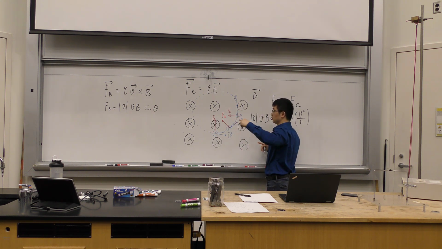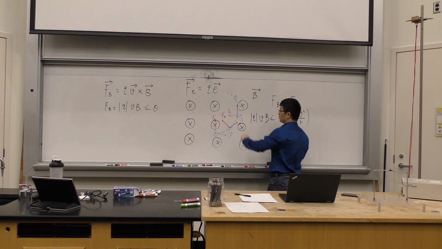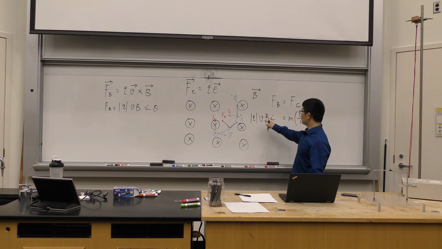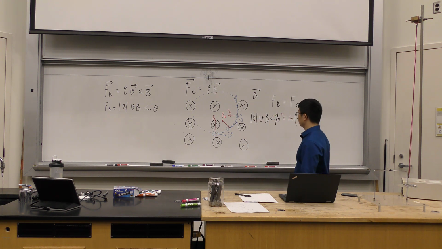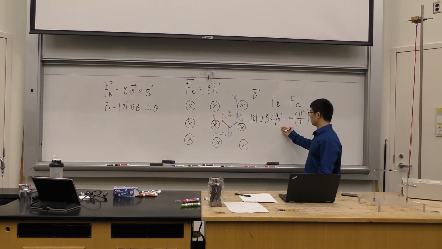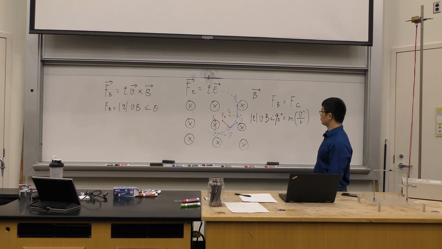B is into the page, so it's always perpendicular to V. So the angle between V and B in this special case is always 90 degrees. That's why we say this is the simplest case, right? So everything is almost constant. Now sine 90 is 1, right? So you rearrange this equation, what do you get?